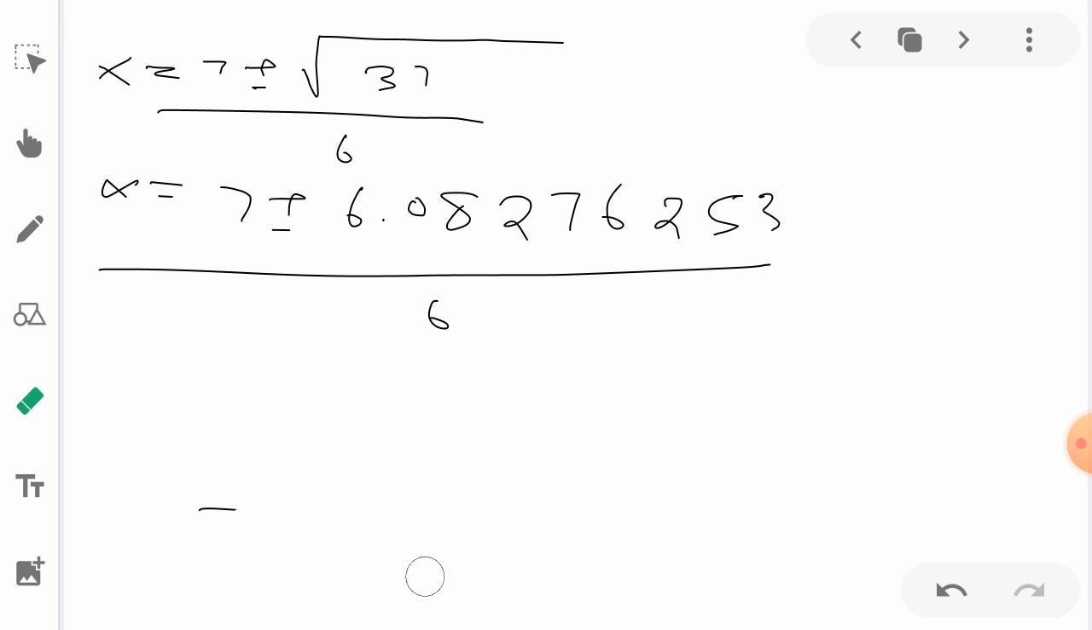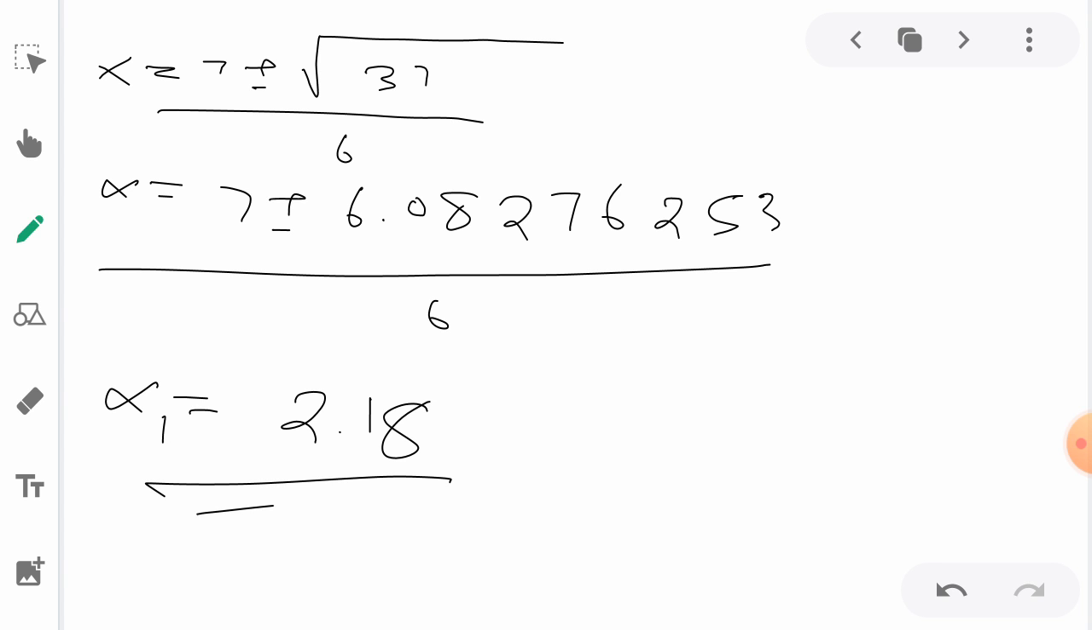We already answered that. I have x is equal to, so there are two answers. It's either 7 plus 6.08 or 7 minus 6.08. So if I add 7 to that, I'm going to get 13.08. Then I divide it by 6. So my first x is actually 2.12, to 2 decimal places only.